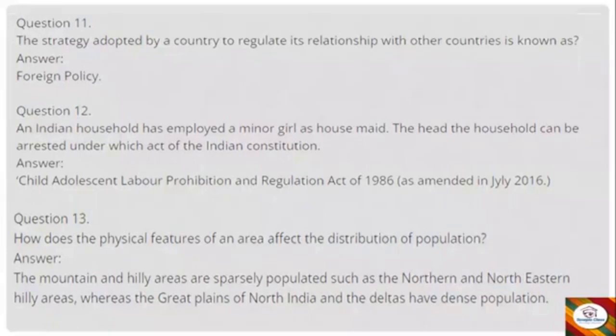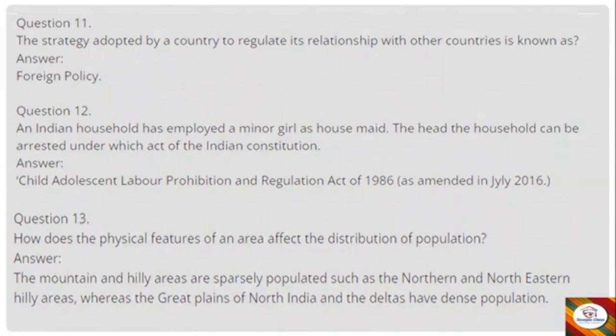Okay, now moving to question number 11. The strategy adopted by a country to regulate its relationship with other countries is known as what? Answer: it is known as foreign policy. You can write the whole sentence and then write this answer. That the strategy adopted by a country to regulate its relationship with other countries is known as foreign policy.